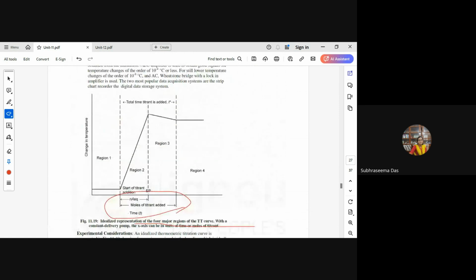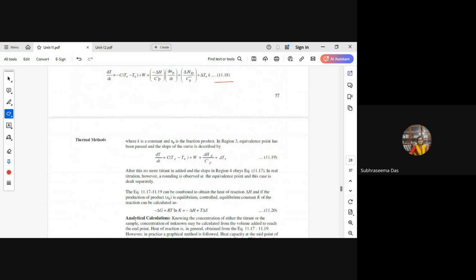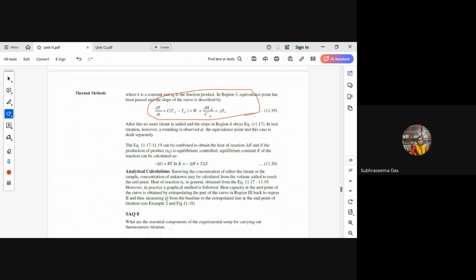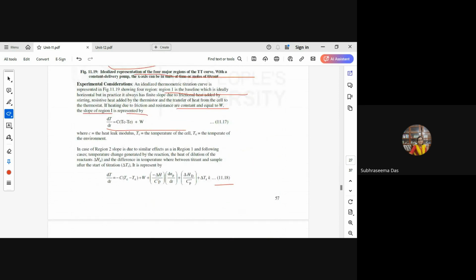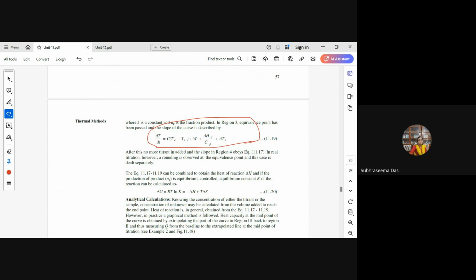If you look into figure 11.19 here, the equivalence region is passed, and the slope of the curve is described by the equation given in equation 11.19. After this, there is no more titrant present, and the slope obeys the initial equation that is represented in equation 11.17.